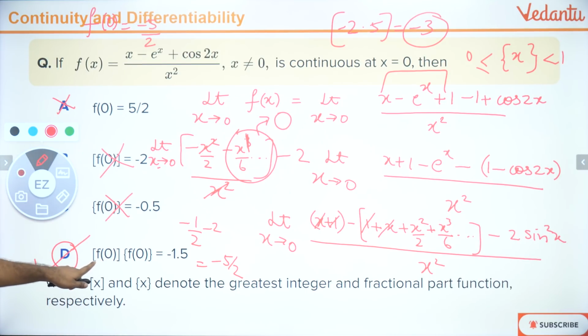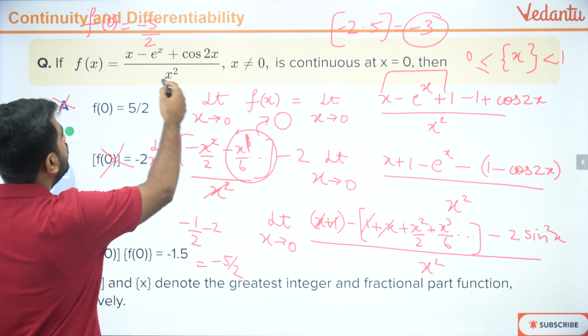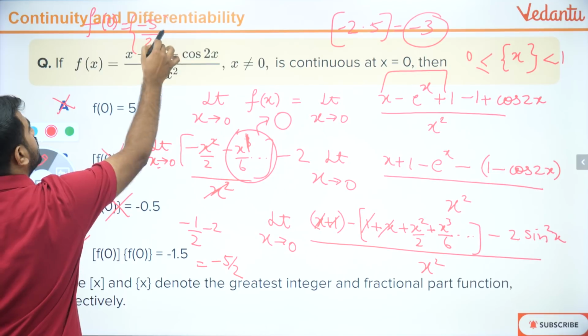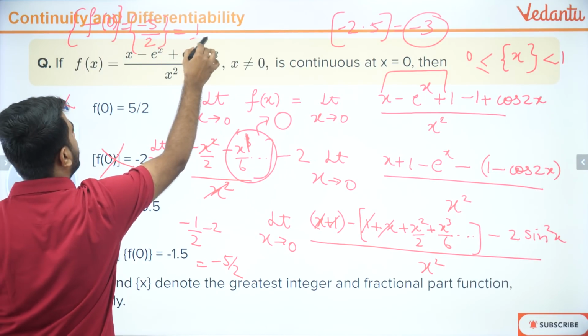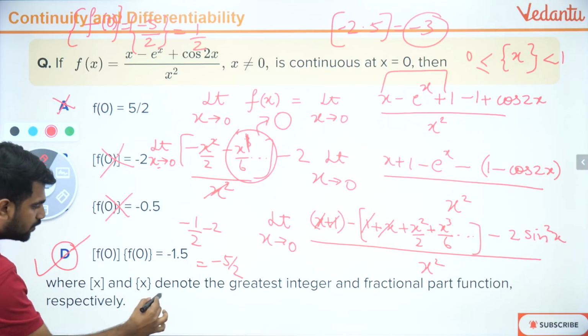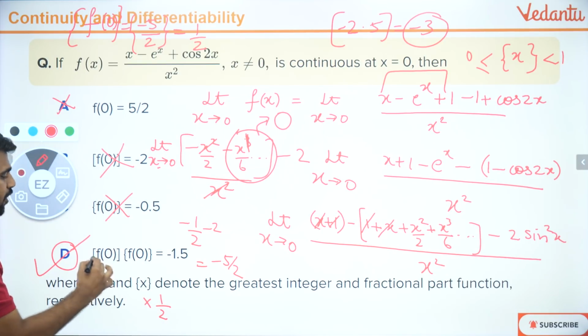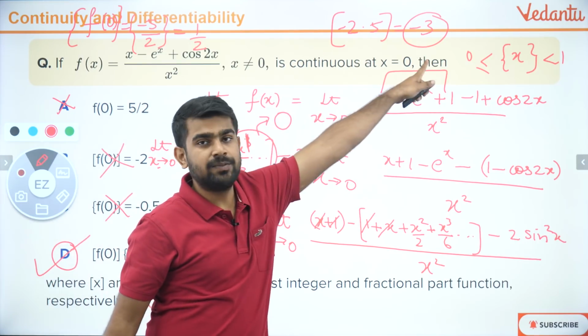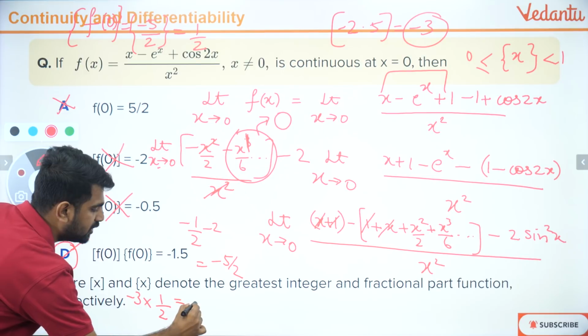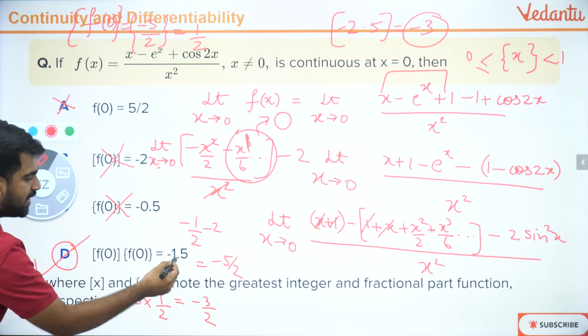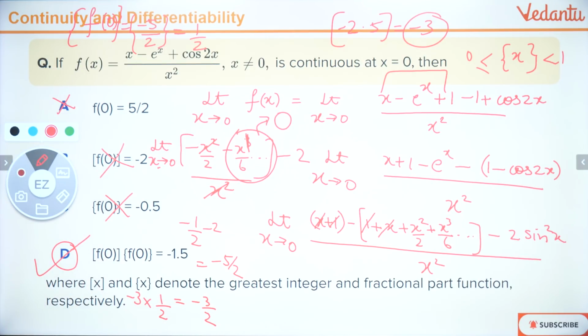What is fractional part of f of 0? Fractional part of f of 0 will be fractional part of minus 5 by 2. What is fractional part of minus 5 by 2? It will be 1 by 2. So this is 1 by 2. And what is GIF of f of 0? GIF of minus 2.5 is minus 3. So minus 3 into 1 by 2, which will be minus 3 by 2. And do we have minus 3 by 2 here? Of course. So that is the right answer for this question.